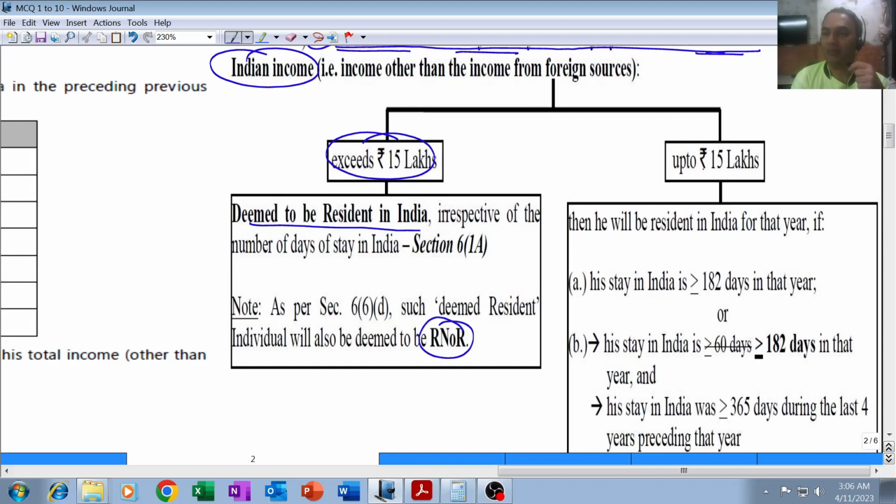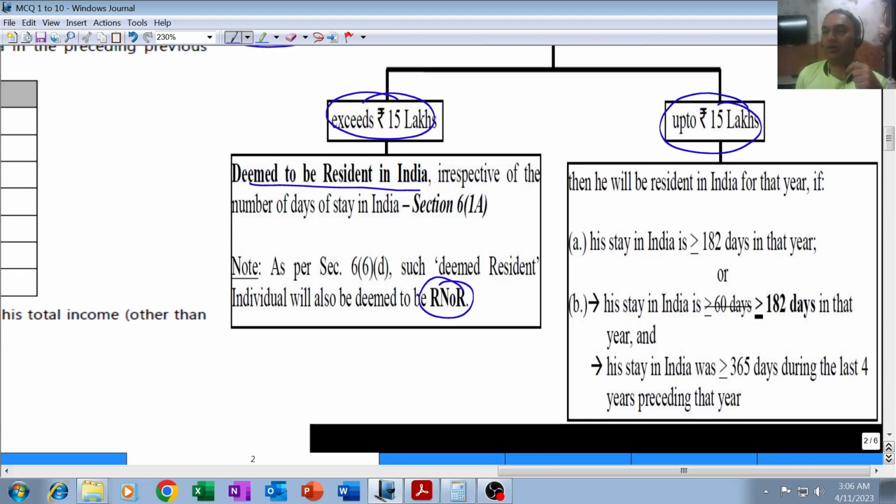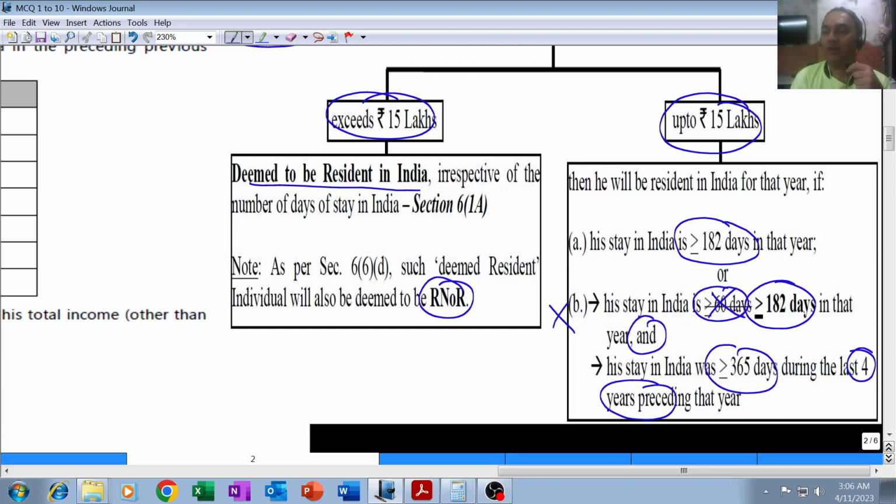not ordinarily resident. But if his Indian income is up to 15 lakh, then the first basic condition only will be applicable. First basic condition of 182 days or more in the current year. Second basic condition part 1, 60 days or more is replaced by 182 days or more. That means, and plus 365 days or more in the preceding 4 previous years. That means second basic condition not to be checked, because if first basic condition is fulfilled, 182 days, then the second one's first part will definitely be fulfilled.